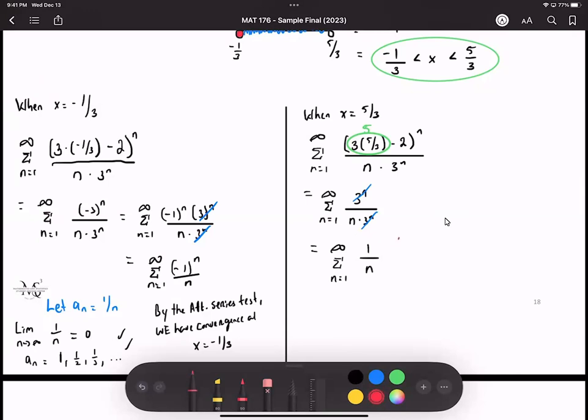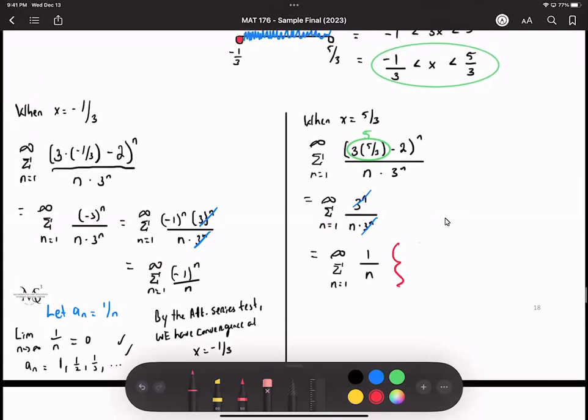Now, what does this series look like to you? Harmonic. It's a harmonic. This is the harmonic series. And what do we know about the harmonic series? Doesn't it converge? Careful. The harmonic series diverges. Sorry, the limit is 0, but it diverges. Yeah, it diverges.